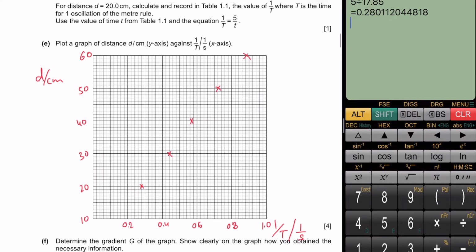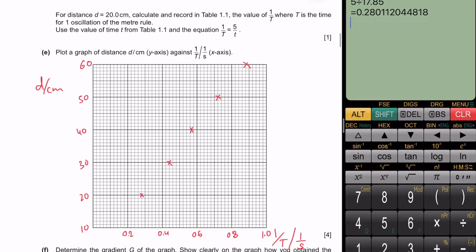Determine the gradient. Okay. Plot a graph.